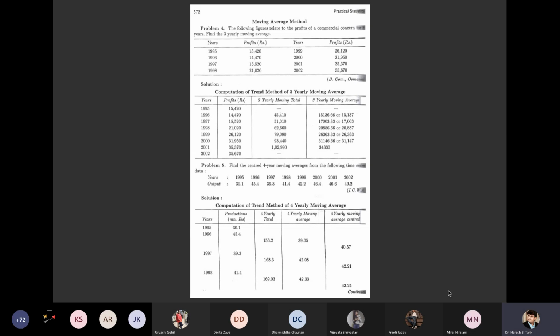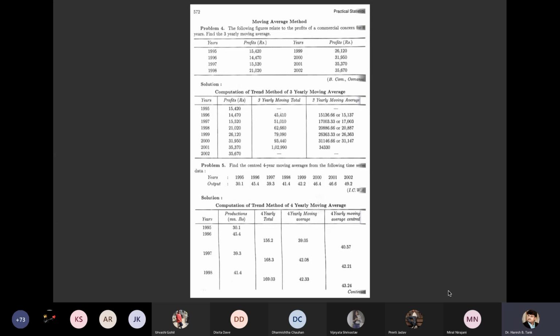Now we are shifting our focus to the moving average method with an example so that it will be a little easier for you. The following figure relates to the profit of a commercial concern for some number of years. Find the 3 yearly moving average. Two data sets are given to you. One is the year and the second is profit in rupees. And these are the actual values.